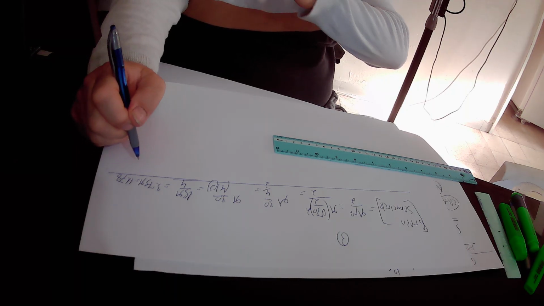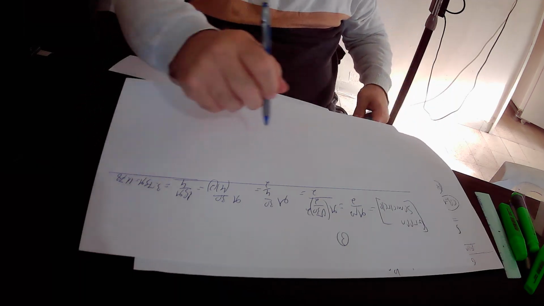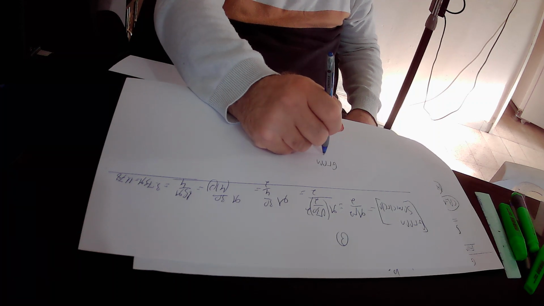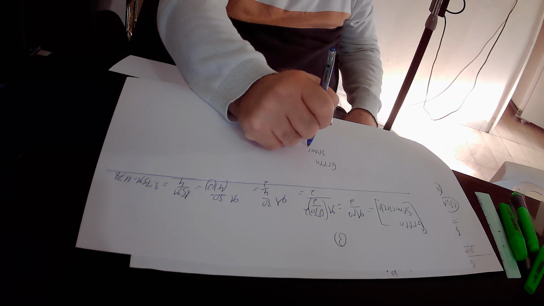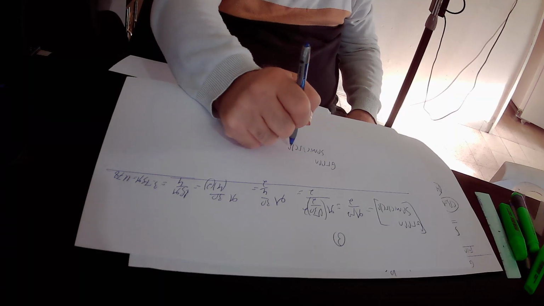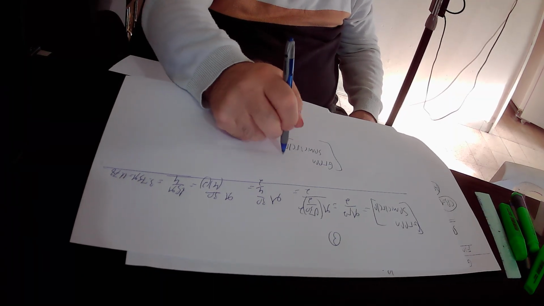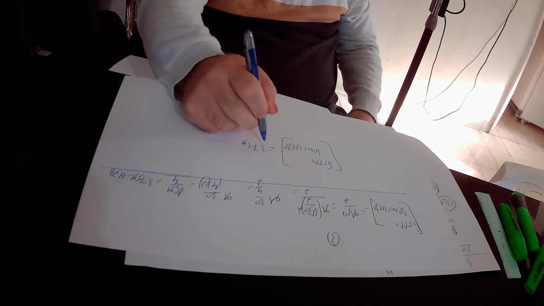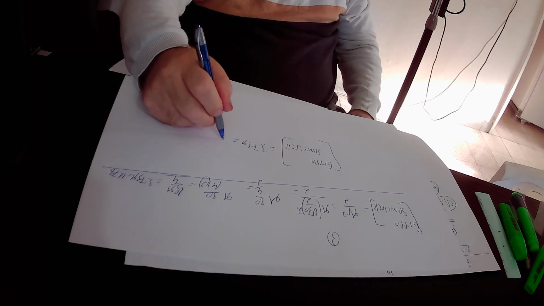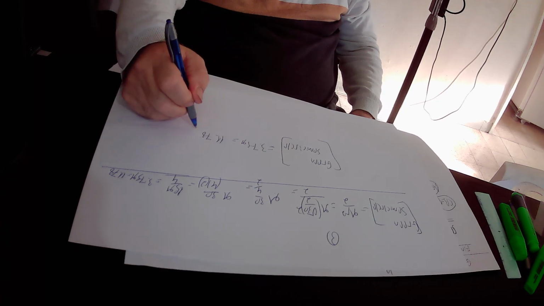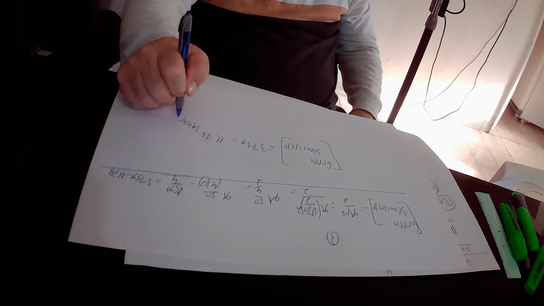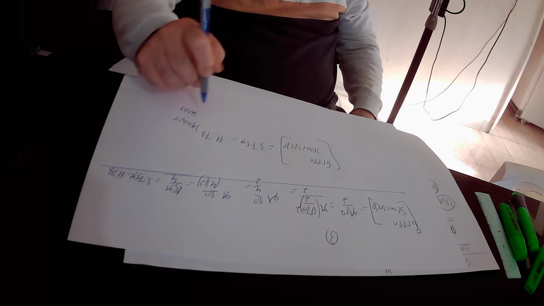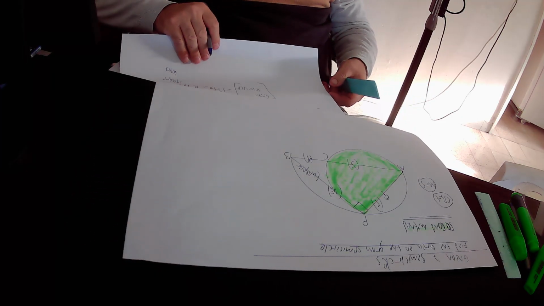And 3.75 pi equals 11.78 square meters. So in conclusion, according to the second method also, the area of the green semicircle equals 3.75 pi square units, so in terms of numbers it equals 11.78 square units. Okay, so we finish with the second method.